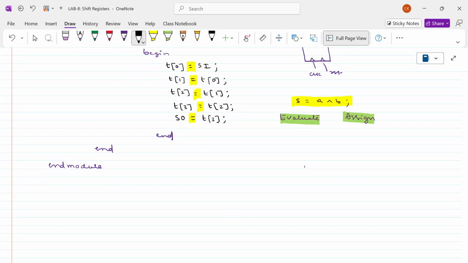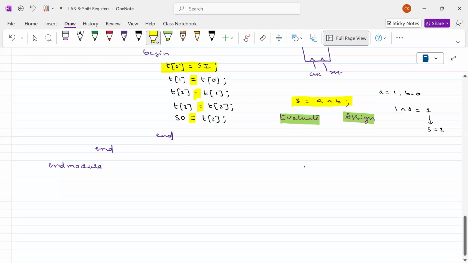For example, if I give A is 1 and B is equal to 0, this is the input pattern I have given. Evaluation means A XOR B, that means 1 exclusive OR with 0. What is this value? It becomes 1. In an exclusive OR gate, when the two inputs are different, you will get 1. That is called evaluation. Once it is evaluated, it is assigned to a signal. Now this value is assigned to S. S is assigned with 1. So there are 2 parts in this one.